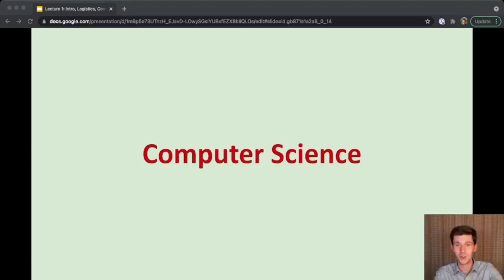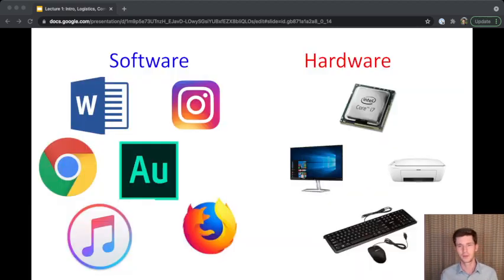Okay, now that we've finished our logistics, let's dive into our first actual computer science topic. We're going to start off by talking about the difference between hardware and software. So when people talk about hardware, they're talking about physical devices that they can hold or touch with their hands. So really, it's anything physical. A laptop is a piece of hardware, a monitor, a keyboard, a printer. Your phone is hardware.